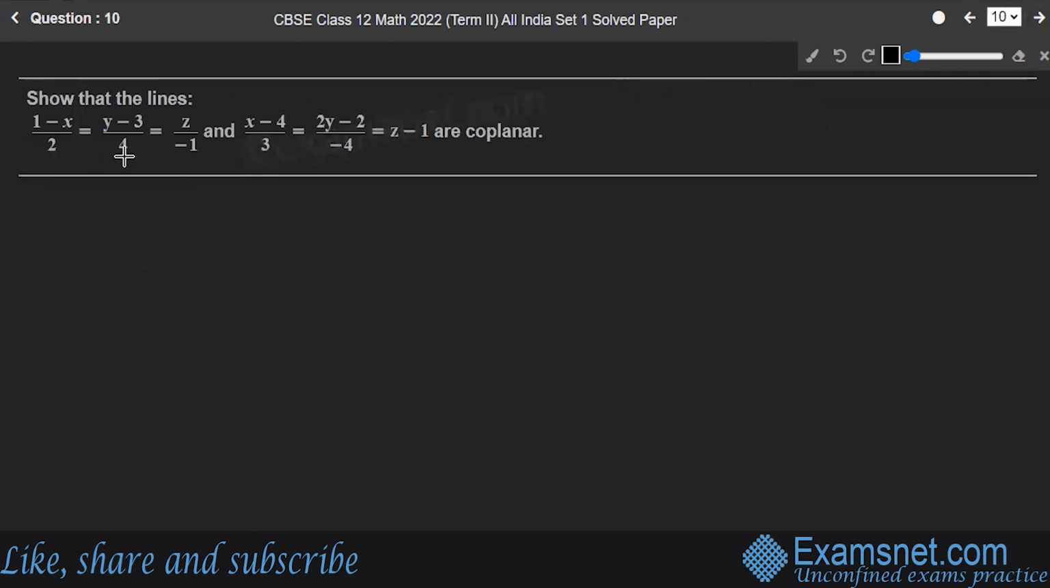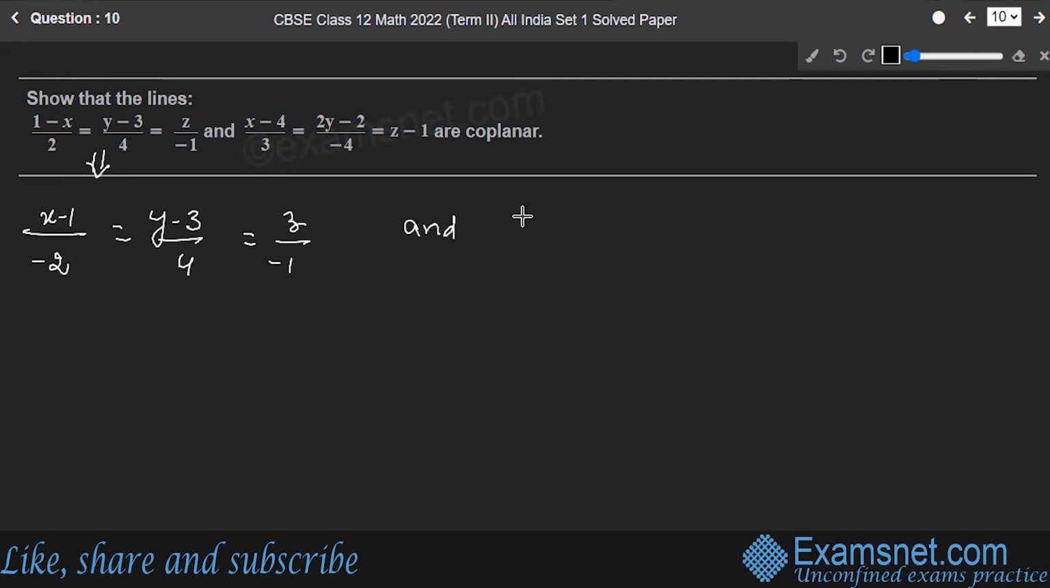Next is question number 10. You have to show that these two equations are coplanar ones. Show that the lines (1 minus x) upon 2 is equal to (y minus 3) upon 4 is equal to z upon minus 1, and this line, they are coplanar. That is, these both lines lie in the same plane. Let's rearrange this one. This line can be written as (x minus 1) upon minus 2, equal to (y minus 3) upon 4, is equal to z upon minus 1.